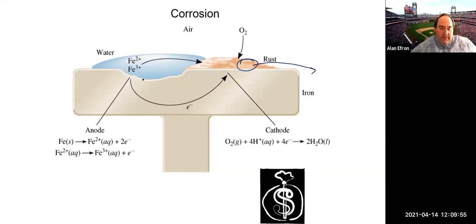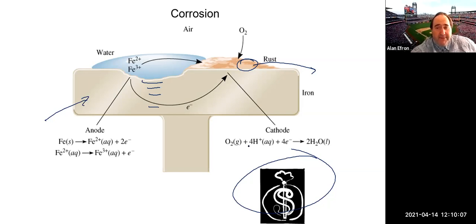Obviously, at some point, you're just going to eat away, and you're probably going to need to replace that piece of iron or steel. It's going to cost some money, and that's why things are not so good when we get iron going through oxidation. How can we prevent some of this corrosion?